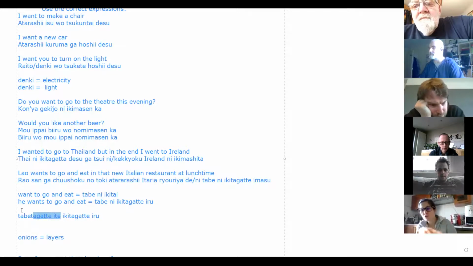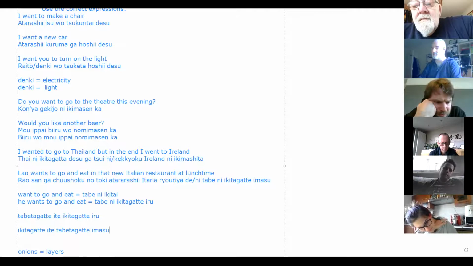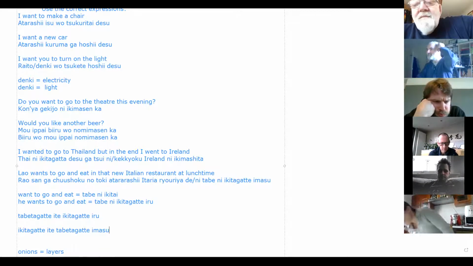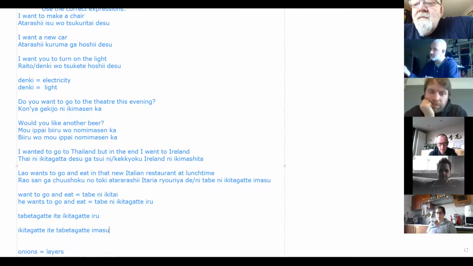Because this means he wants to eat, to go and to go. He wants to eat. Well, this actually says he wants to eat and then go. So I've then got to turn it around and say ikitagatte imasu, tabetagatte imasu. This isn't making it any easier. It misses the point. It doesn't join up. The purpose of going is to eat.